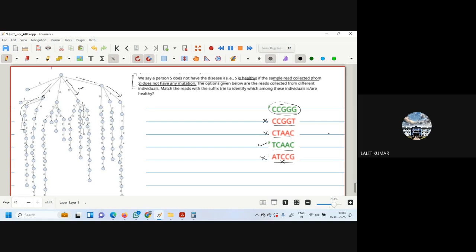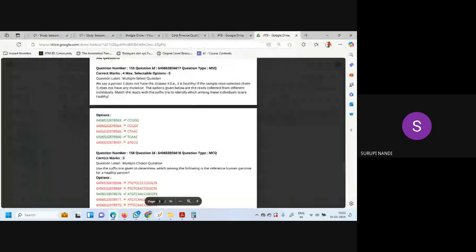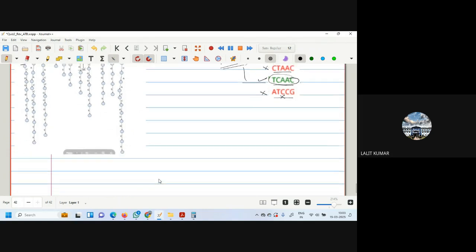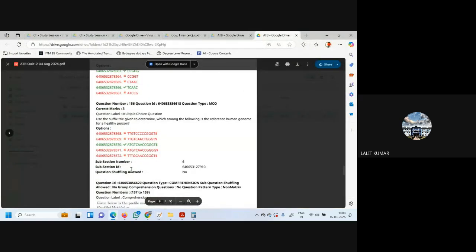So these are the ones where the mutations have not happened, and they are healthy. Is this concept okay? The ones that completely match are the healthy individuals. It means there is no mutation which has happened. And this suffix tree is also from a healthy individual. They have given in the question that it is from a healthy individual. Okay, let's see now.